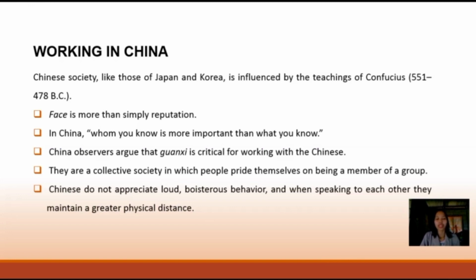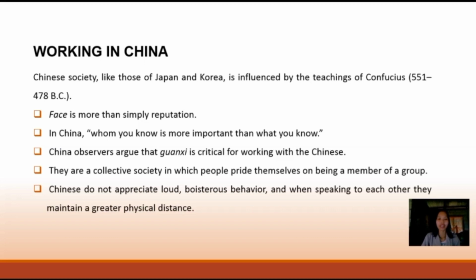Chinese society, like Japan and Korea, is influenced by the teachings of Confucius. In Confucian societies, the primary deterrent against improper or illegal behavior is shame or loss of face. Face is more than simply reputation. There is a Chinese saying that face is like the bark of a tree. Without its bark, the tree dies. Loss of face brings shame not only to individuals but also to family members.